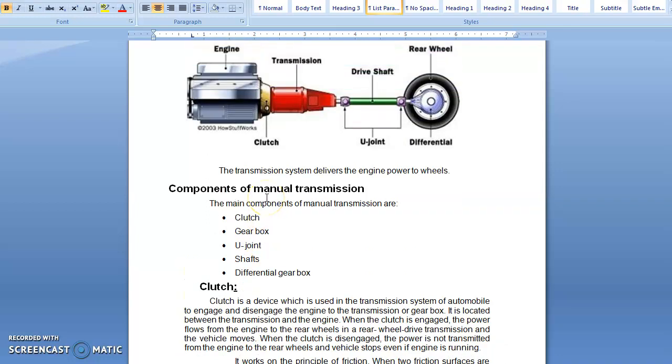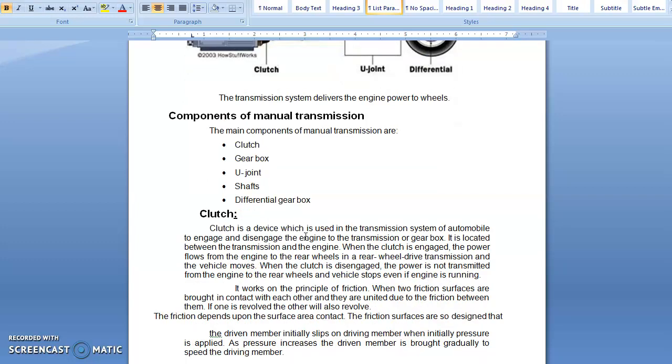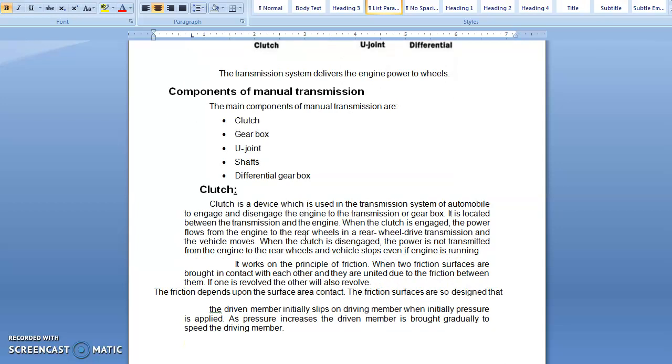First of all, we go through the construction. First, we go through the components of a manual transmission. Already I discussed it. These are clutch, gearbox, universal joint, propeller shaft, etc. As far as the clutch is concerned, it works on the principle of friction. That means when two friction surfaces are brought in contact with each other and are united due to the friction between them, if one is revolved, the other will also revolve. On this principle, the clutch works.